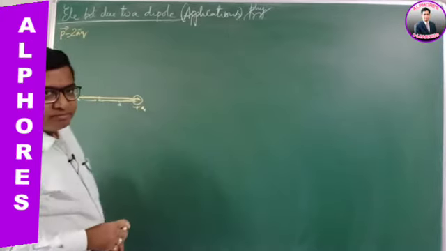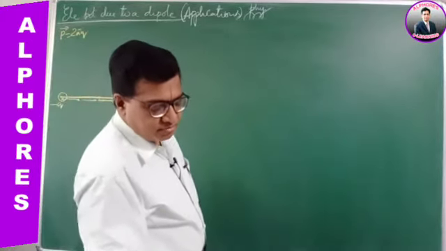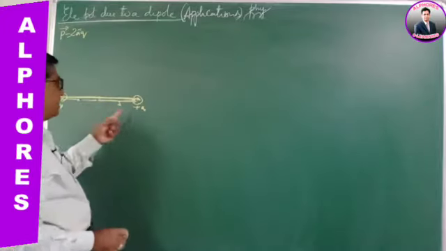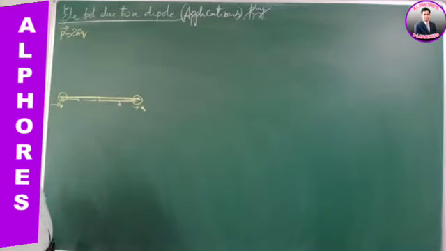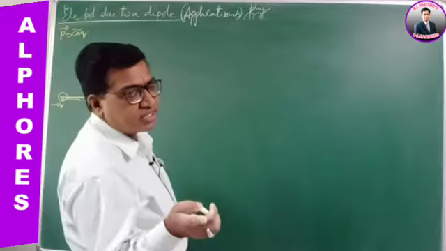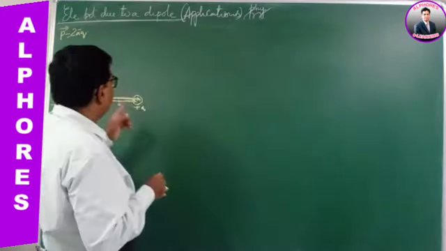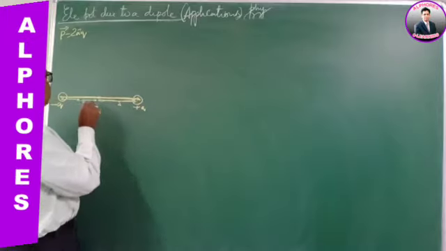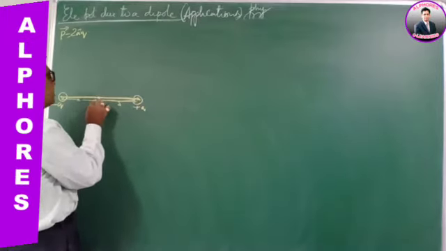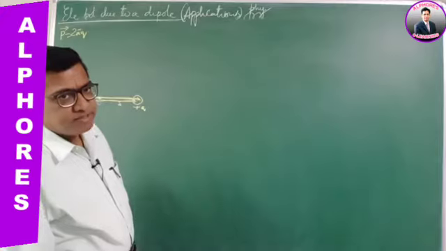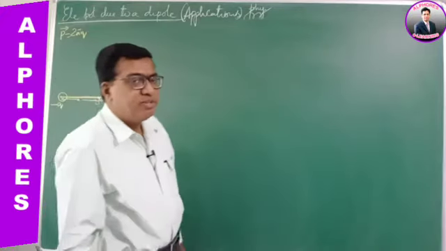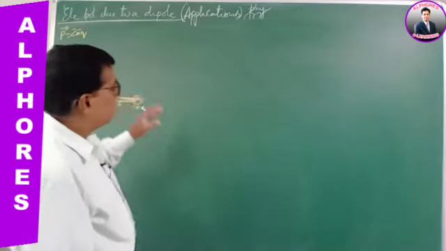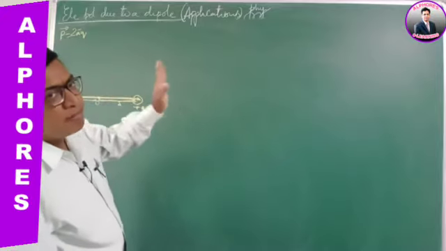First point. Dipole is a combination of two equal and opposite charges separated by a distance. The dipole moment is the product of either of the charges and the length of the dipole. Either of the charges is q, length of the dipole is 2A. So this is the center. All distances are to be measured from the center. Now we have to find out the electric potential due to this dipole at any arbitrary point.